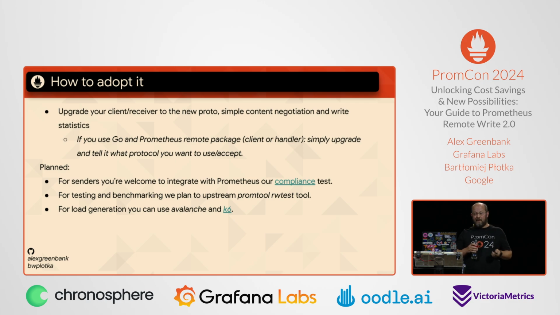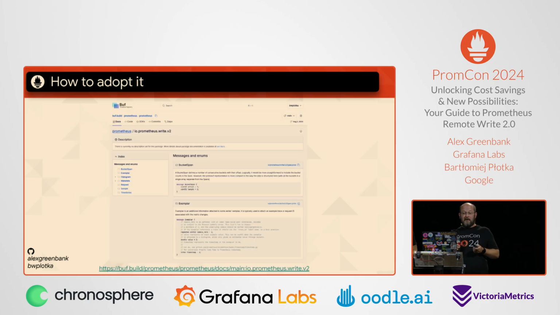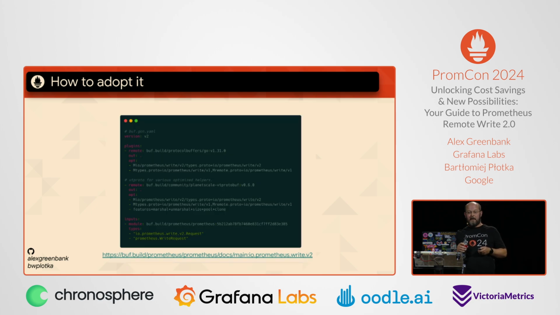Other tools such as Avalanche and K6 are great for load testing and integration with your CI pipeline. And you're welcome to go digging around in the Prometheus code for the protobuf implementation. It's there, we're not hiding it. But there's also an entry for it in the buf.build schema repository. Buf.build has tools to help you get up and running even faster, including creating Go code that implements the protocol.